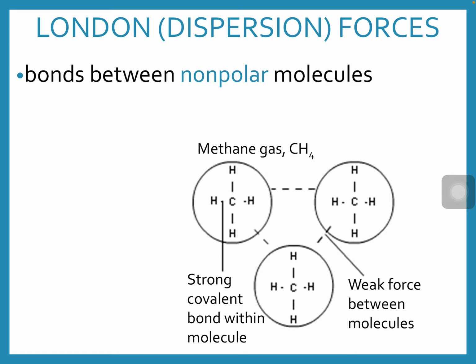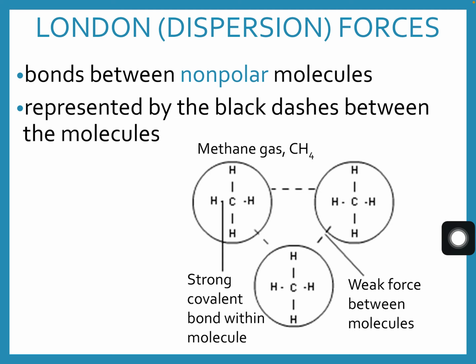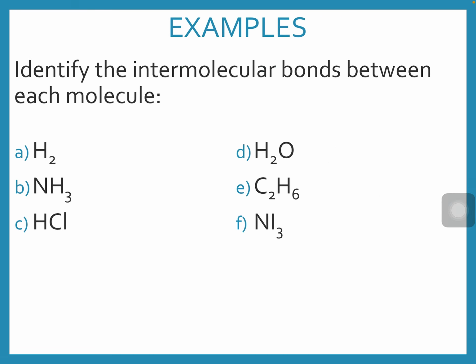But these don't last particularly long, and so the force between the molecules is not very strong. So they may for a moment have an attraction between them, but it doesn't last. And so this is what we have when we get to things like oxygen and nitrogen, which are gases at room temperature. So there's not a very strong force holding neighboring molecules together. So here, those black dashes between the molecules are representing those London dispersion forces. So a few examples here to look at.